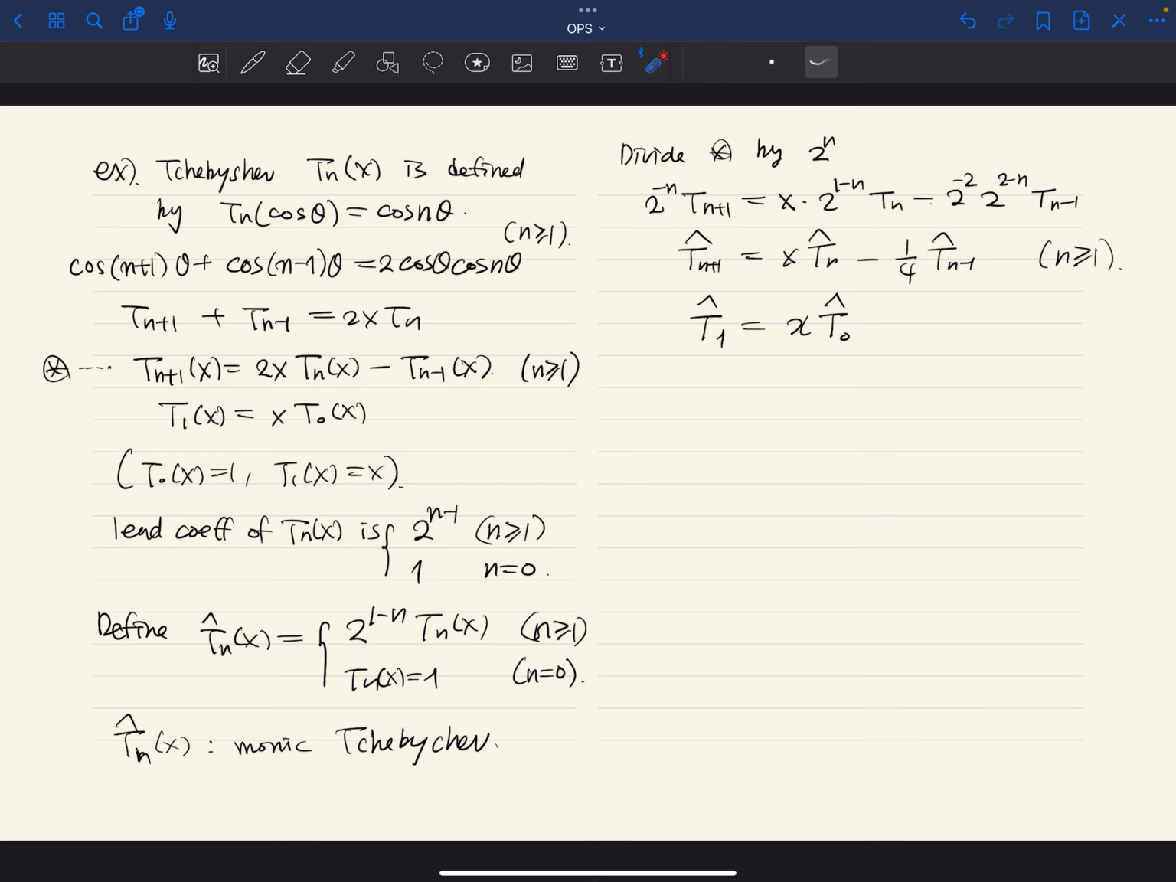I think I made a mistake somewhere. Okay. What is t0 equals 1, t1 equals x, t2 equals 2x squared minus 1, I think. So, and t0 hat equals 1, t1 hat equals still x, t2 hat is the monic one, so like this.